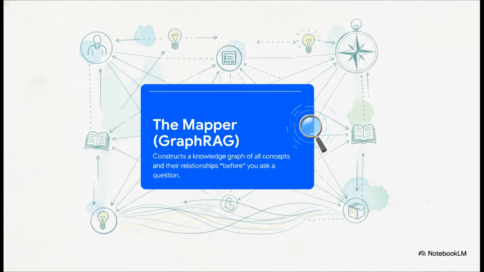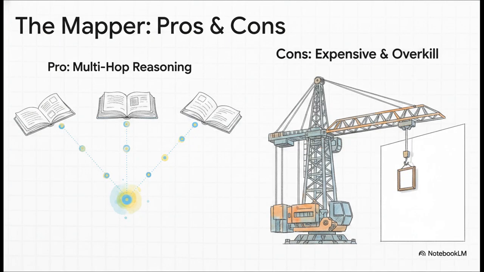Okay, on to our second reader, the mapper. The tech behind this is called GraphRAG, and its whole philosophy is proactive organization. Before you ever ask a single question, it reads your entire library and builds this incredibly detailed knowledge graph. It maps out every person, every concept, and this is the crucial part, how they all relate to each other. The mapper's superpower is something called multi-hop reasoning. It can answer these incredibly complex questions, like how do these 3 different authors in my library all approach the topic of habits? It can do that because it's already mapped the connections and even the contradictions between them. But all that power comes at a steep price.